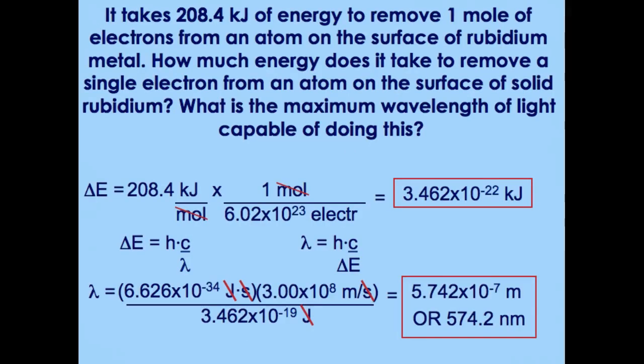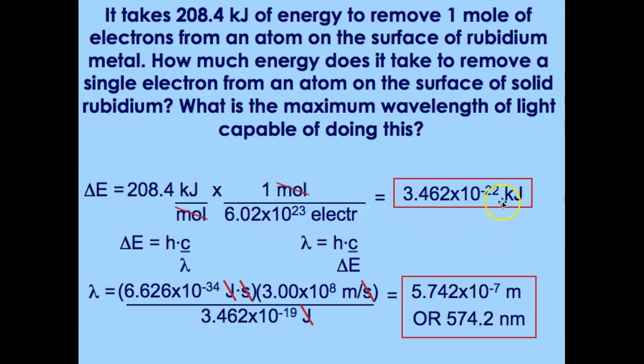It takes 208.4 kilojoules of energy to remove a mole of electrons, and we can look at electrons like photons, from an atom on the surface of a rubidium metal. How much energy does it take to remove a single electron from an atom on the surface of a solid rubidium? And what is the maximum wavelength of light capable of doing this? So this energy here is needed to remove 1 mole of electrons. We want to know the energy for 1 electron. So if we've gone from a photon to a mole of photons, we can go from a mole of electrons to a single electron with Avogadro's number.